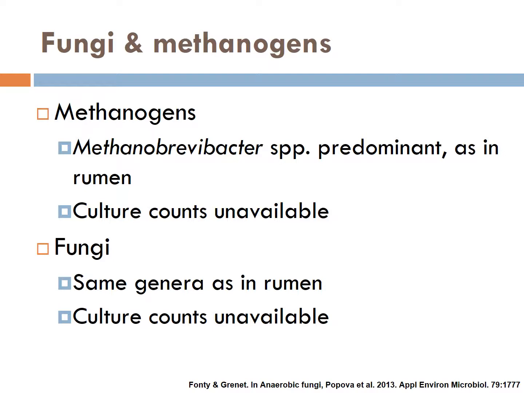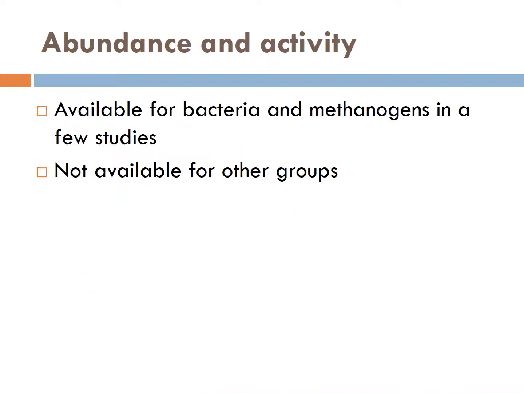Methanogens and fungi are present in the hindgut. The methanogens are Methanobrevibacter species, as in the rumen. Similarly, the fungi are the same genera as in the rumen. The abundance and activity of these groups is available in just a few studies. It's available for bacteria and methanogens. It's not available at all for other groups. We'll now review some of the few studies that are available.